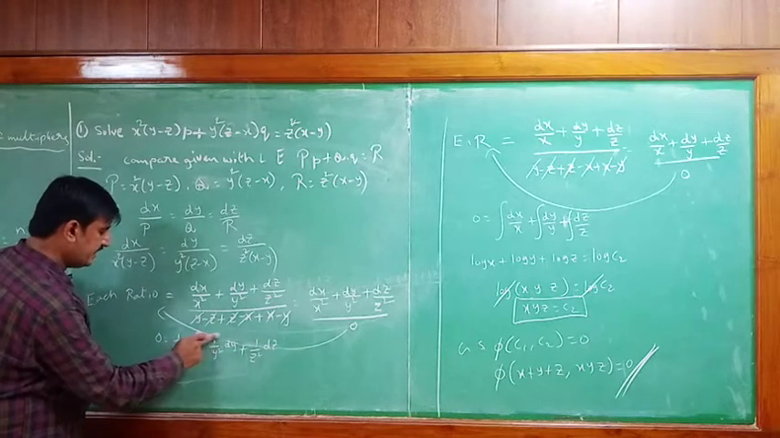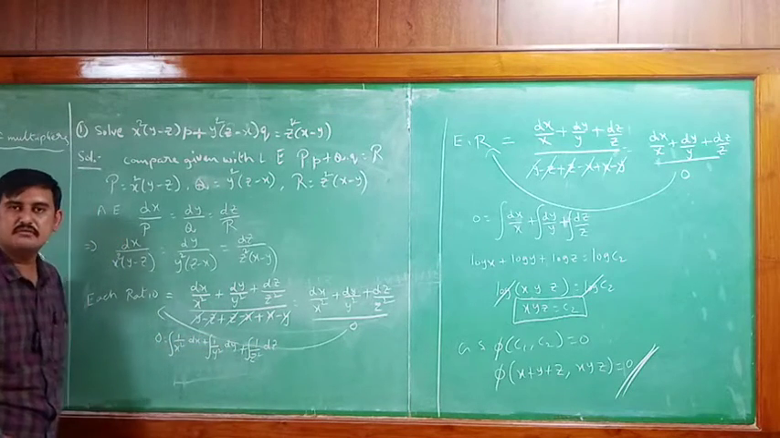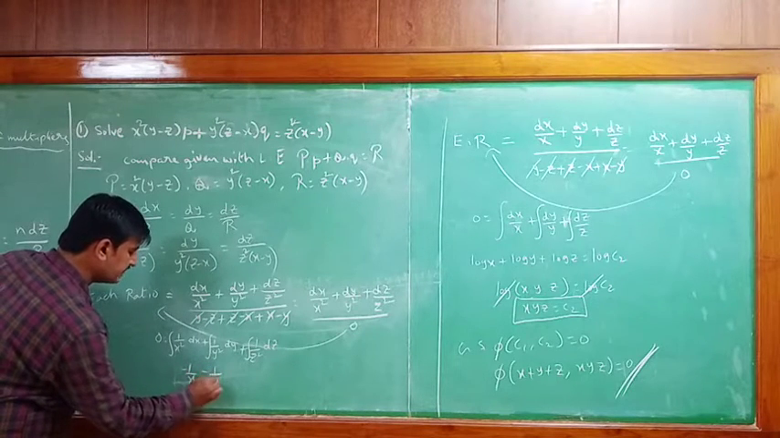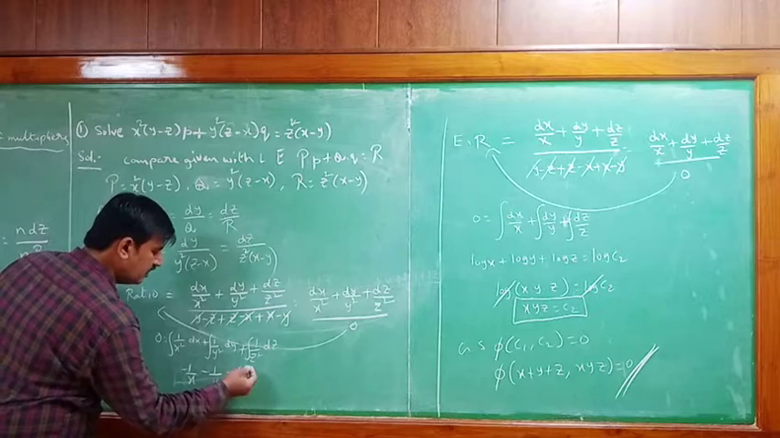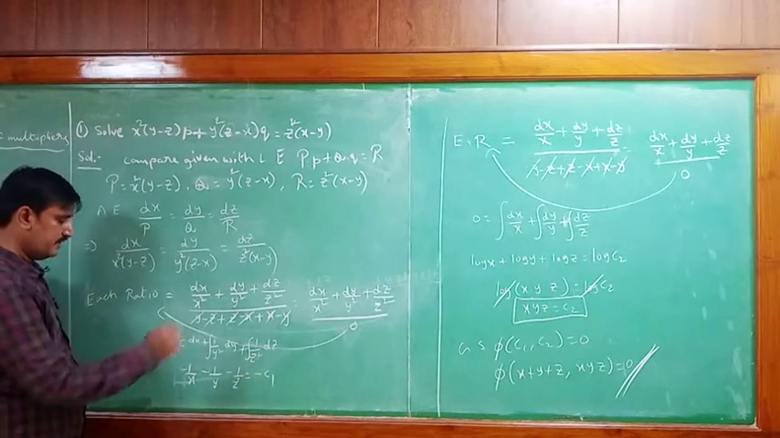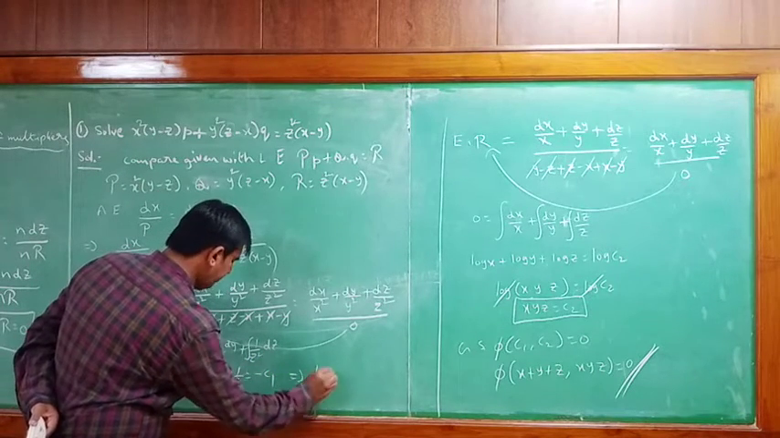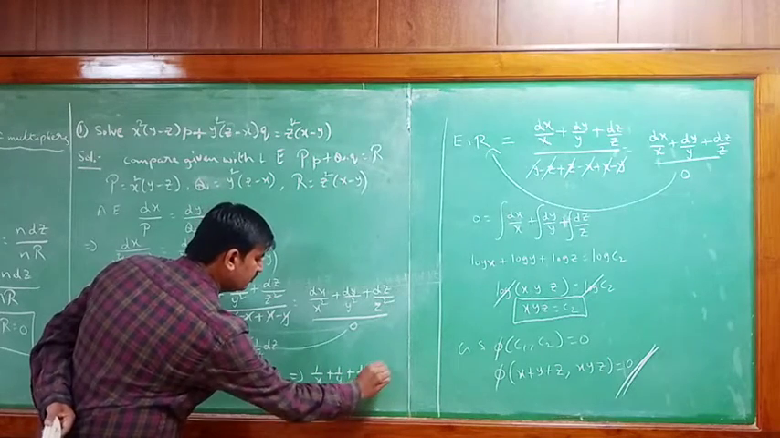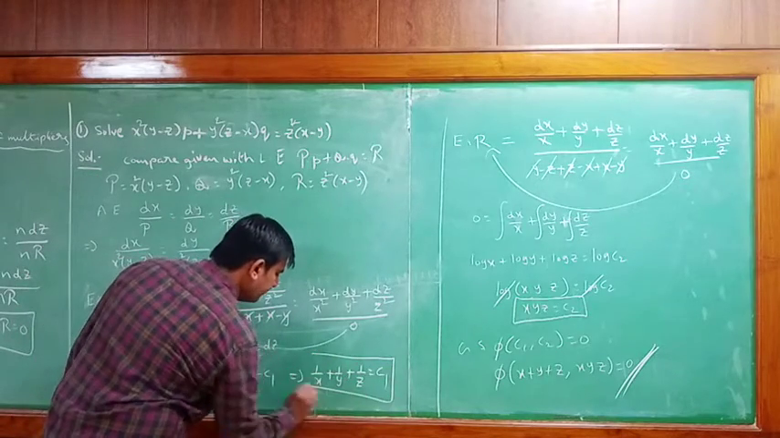You need to integrate. So integrate here. The integration of 1 by x square is what? Minus 1 by x. 1 by y square is what? Minus 1 by y. 1 by z square is what? Minus 1 by z, equal to, you take minus C1. Then multiply both sides by minus. So what do I get here? 1 by x plus 1 by y plus 1 by z equal to C1. That is my first constant value.